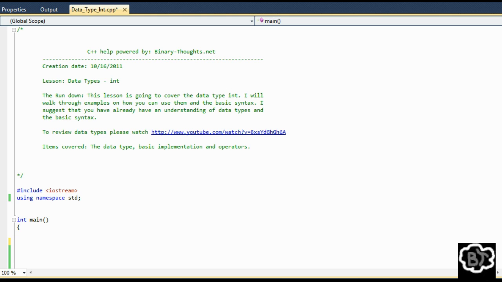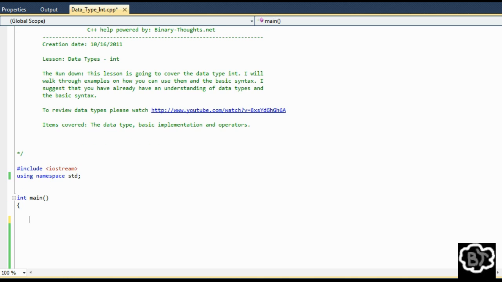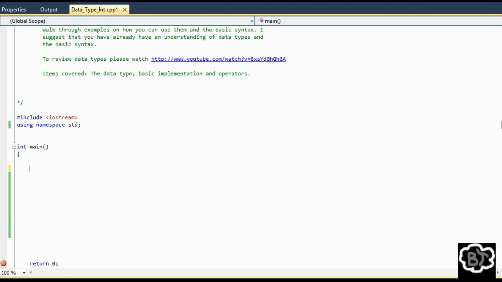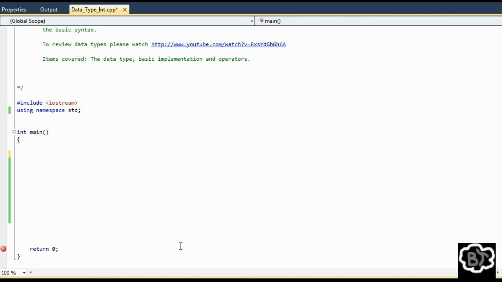I've already created a project to show some examples of how to use integers. We'll go through the data type, some basic implementation, and how to use the basic operators, and maybe get into some compound assignments, and just go over the data type and what you can do with it. I've already created my main function, and I got a breakpoint, so when we run the application it won't just close out. I've included the iostream, and I'm using namespace std just for some of the couts and other display functions I might use.